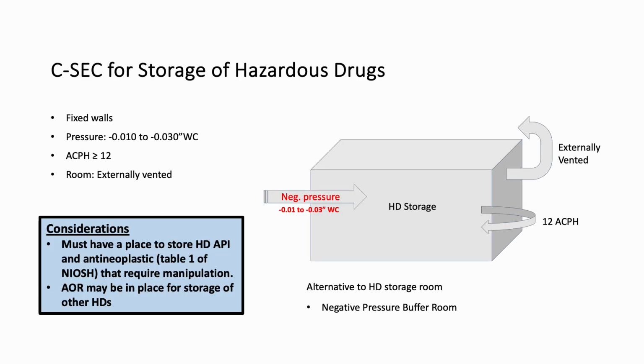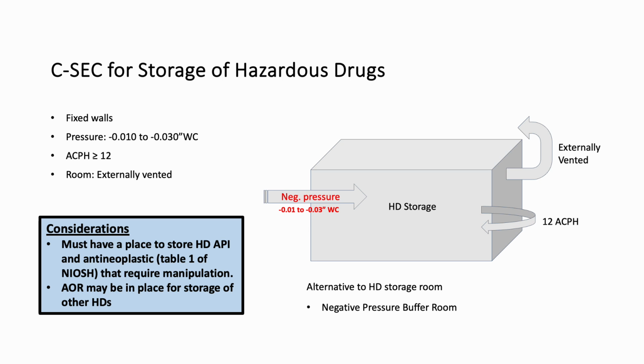This is an example of a negative pressure storage area where certain drugs like hazardous drug APIs and antineoplastics on Table 1 of NIOSH that require manipulation must be stored per USP 800. Again, remember, all other hazardous drugs can be assessed out by an assessment of risk, so you need to ensure that you have that assessment of risk for storage for other drugs. For those hazardous drug APIs and antineoplastics on Table 1 of NIOSH that require manipulation, storage areas such as a negative pressure buffer room is acceptable.